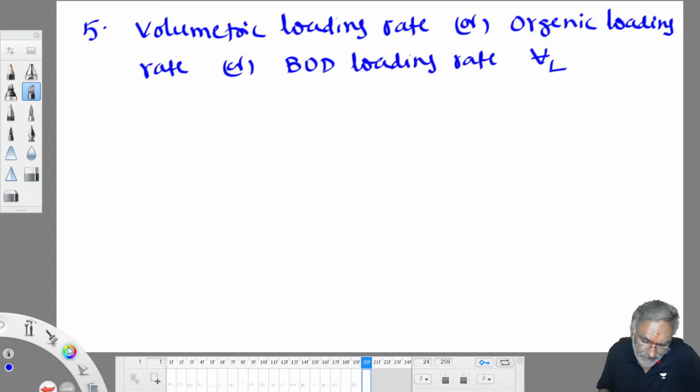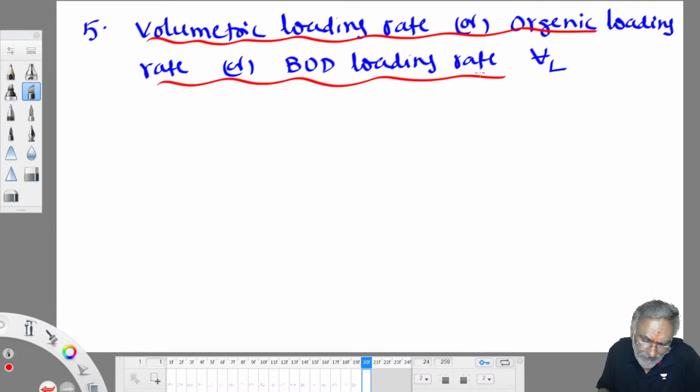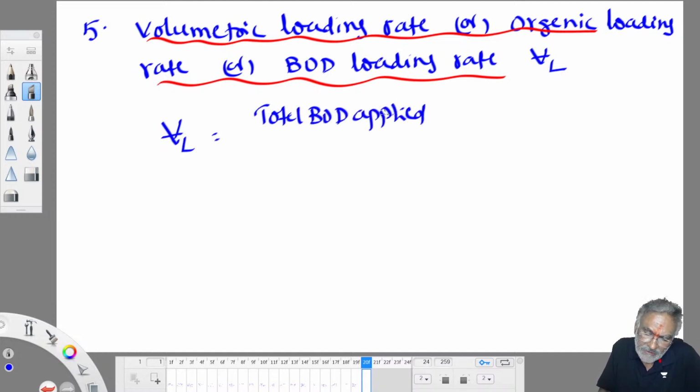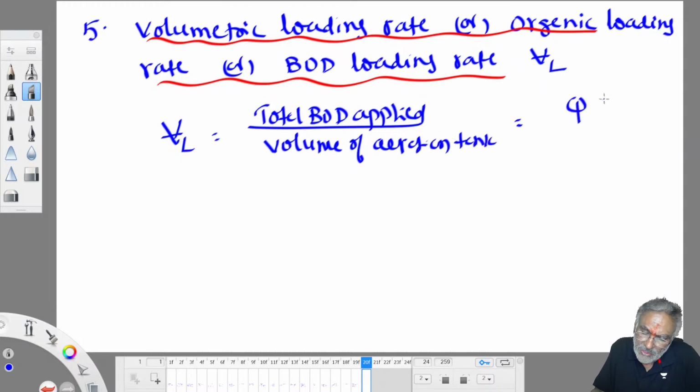V suffix L is nothing but total BOD applied by volume of aeration tank. So volumetric loading rate is equal to total BOD applied per unit volume of aeration tank. So how much BOD can it take? Q into Yi by V. So volumetric loading rate is Q into Yi by V.